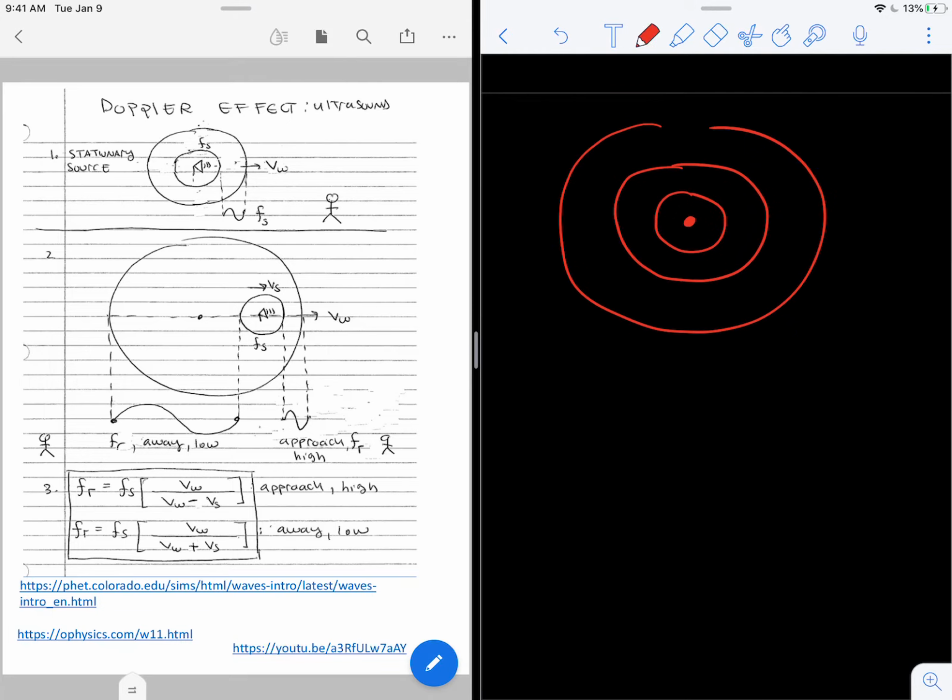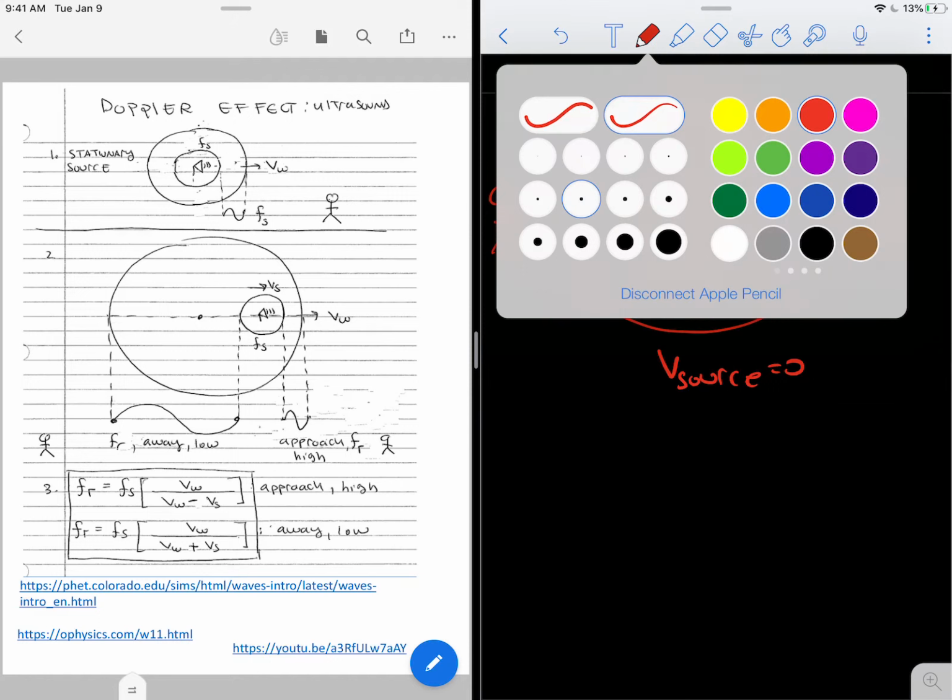And let's say that there's two people, one person standing in front and one person standing behind. So the first thing is that the velocity of the source, the speaker, is going to be 0, and the speaker is going to vibrate with a frequency which I'm going to call f source. So there's going to be two people. What are they going to observe?